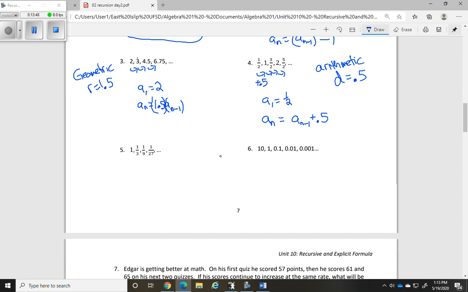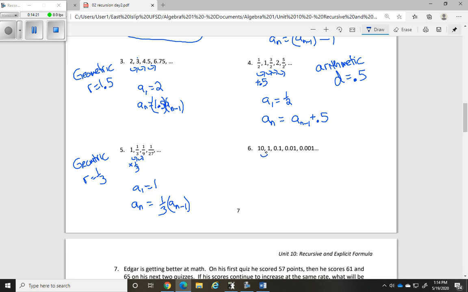Number 5 looks like I'm multiplying by a number. I'm multiplying by 1/3. So it's geometric. The common ratio is 1/3. My first term is 1, and I'm finding a sub n. I'm using a sub n minus 1 to help me. To this number, I'm multiplying by 1/3.